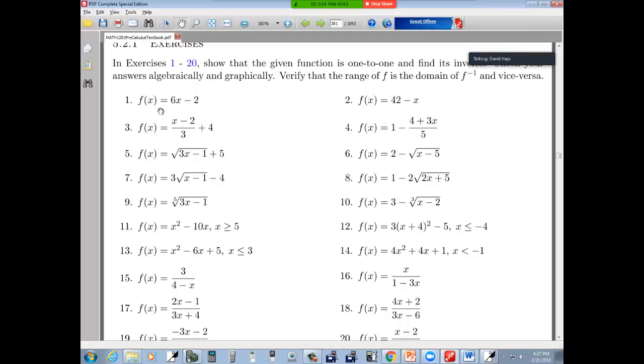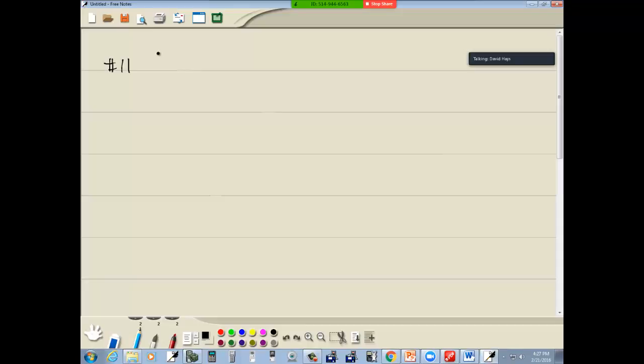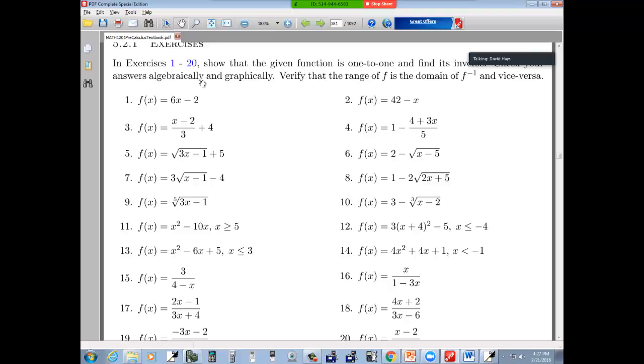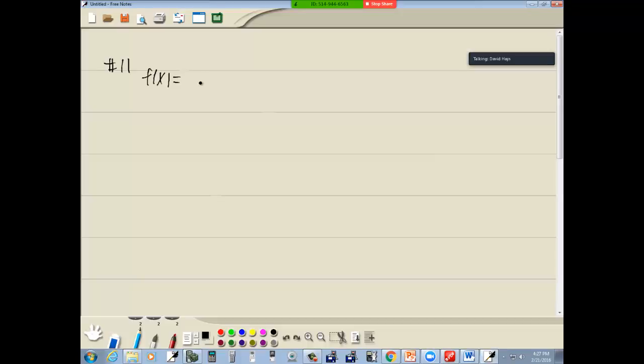Oh, jeez. Okay, now this one's one of our oddball cases because it's got that x squared that I referred to. So we got f of x is equal to x squared minus 10x.